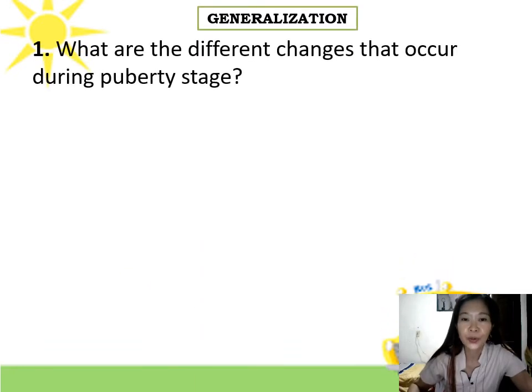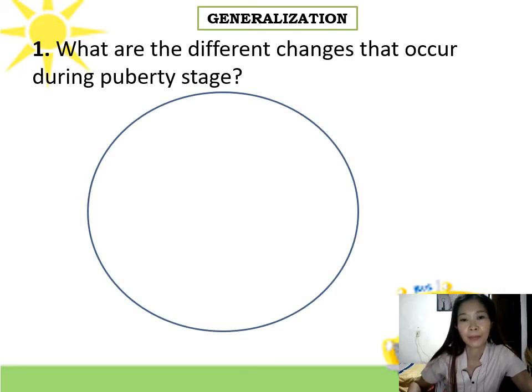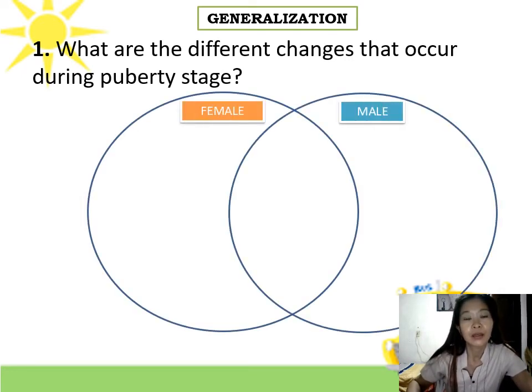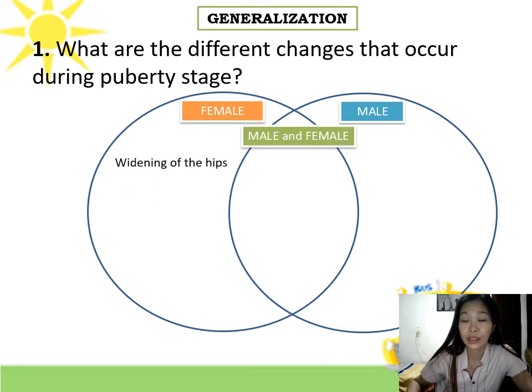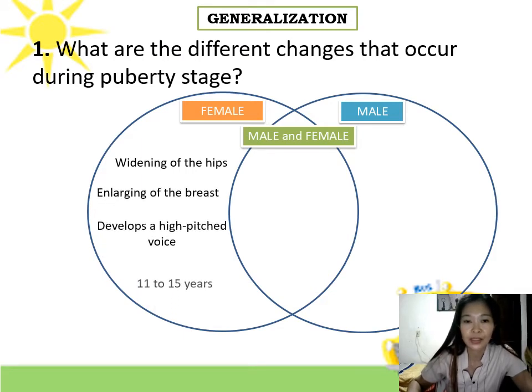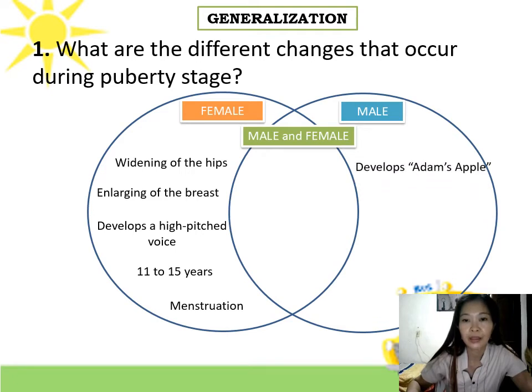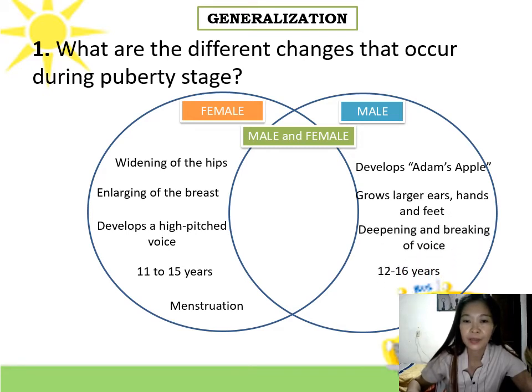Now let's read all your answers in the Venn diagram. For female, the different changes that occur during the puberty stage are widening of the hips, enlarging of the breasts, developing a high-pitched voice, 11 to 15 years old, menstruation starts. And for male, develops Adam's apple, grows larger hips, hands, and feet, deepening and breaking of voice, 12 to 16 years old, and developing mustache and beard.